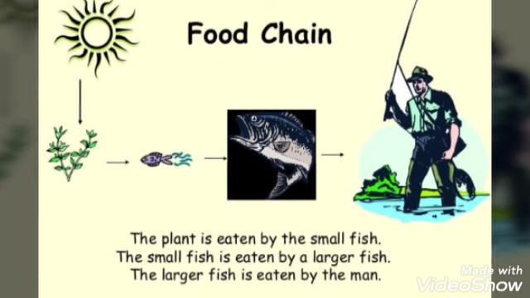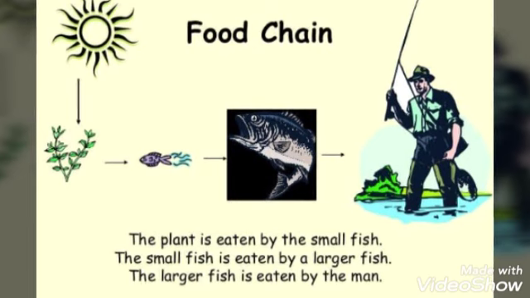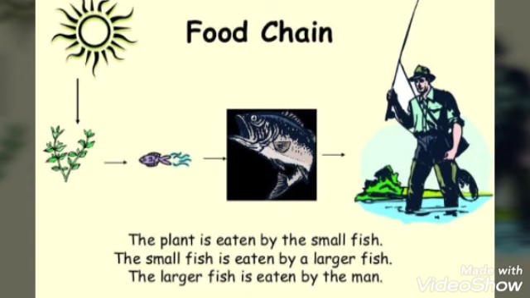But in this food chain, we see that animals and human beings are dependent on plants for their food, but plants are independent because they make their own food in the presence of sunlight. That's why plants are called producers and animals and human beings are called consumers.